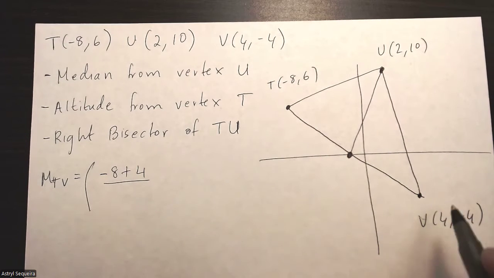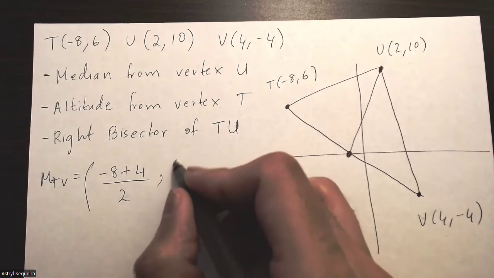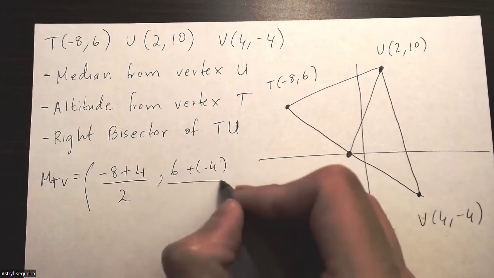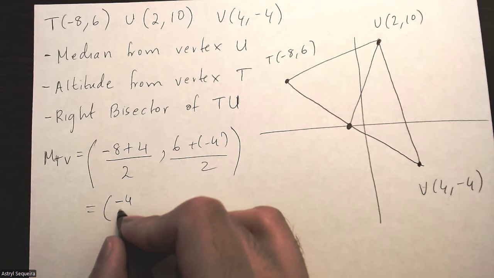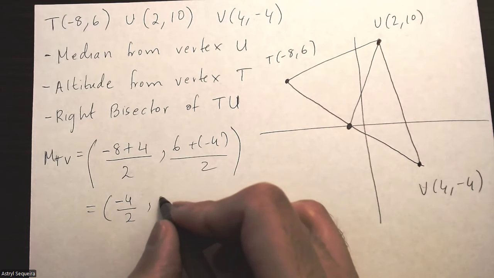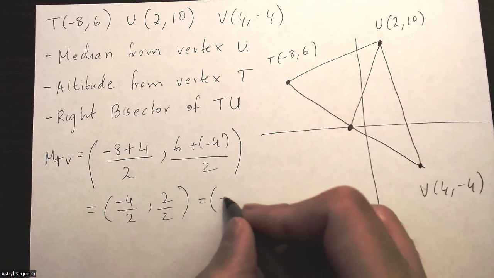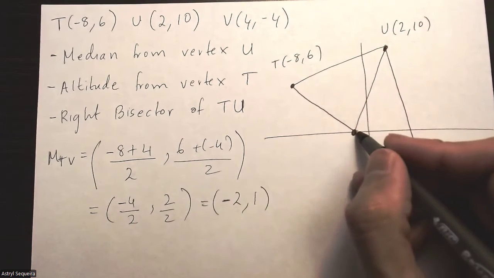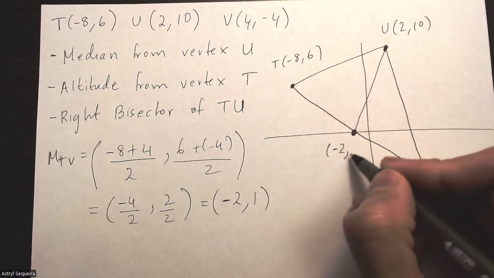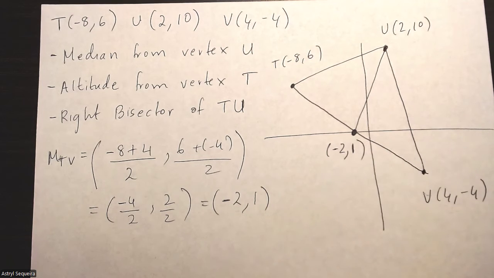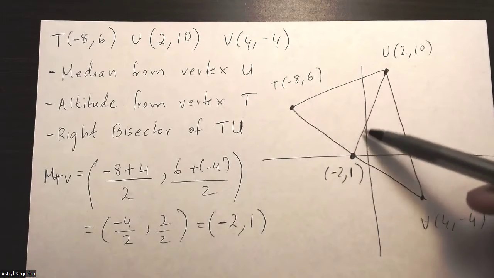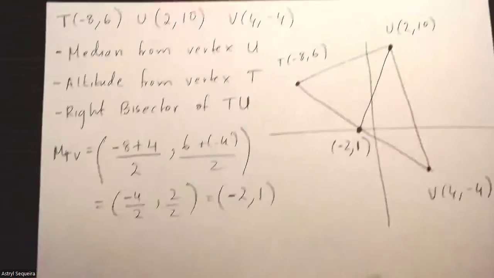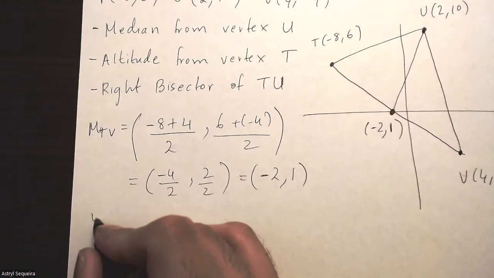So x1 plus x2 divided by 2 and y1 plus y2 divided by 2, which is -4 over 2 and 2 over 2, which is -2 and 1. So that point there, I know it's not accurate over there, but it's -2 and 1. The next thing we want to do is find the equation of this line over here. So we're just doing y equals mx plus b.